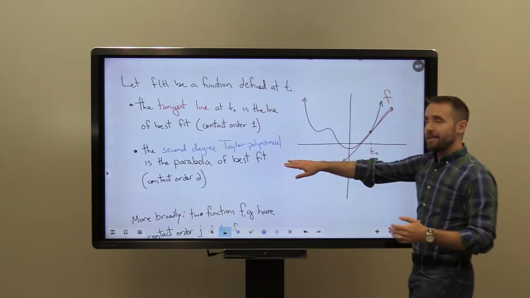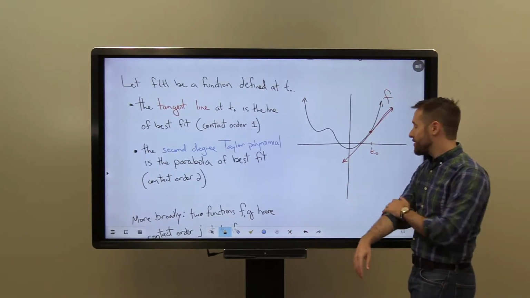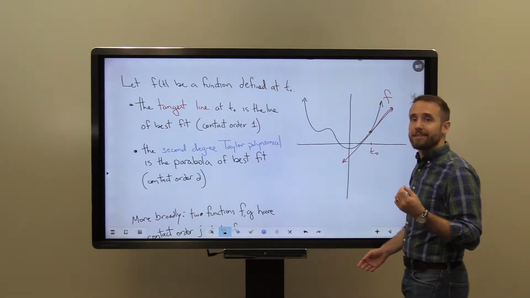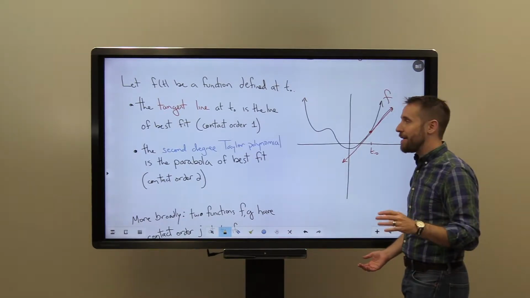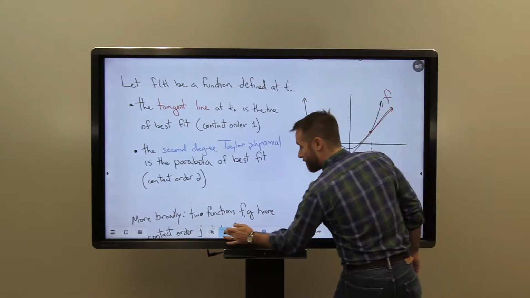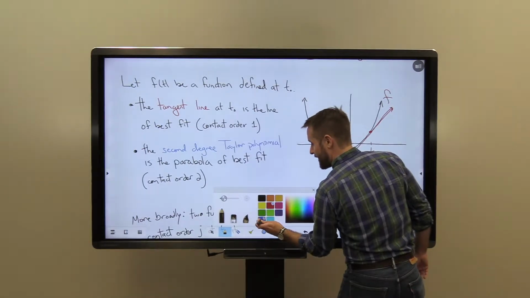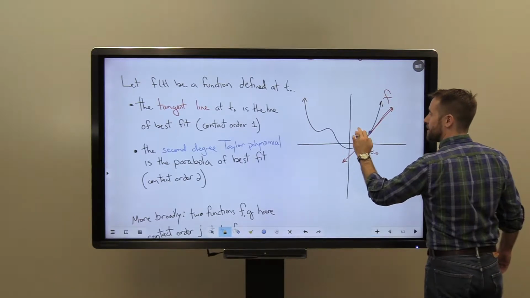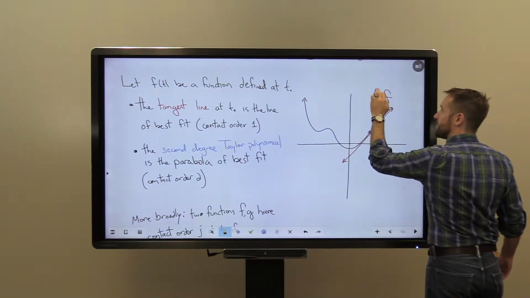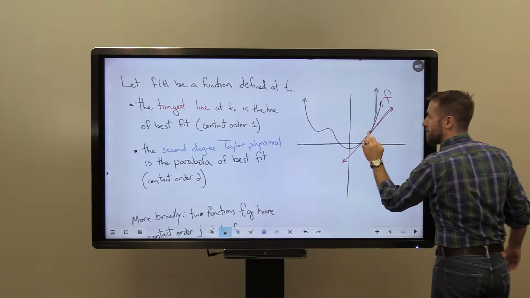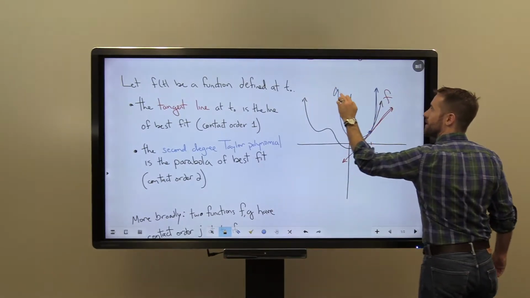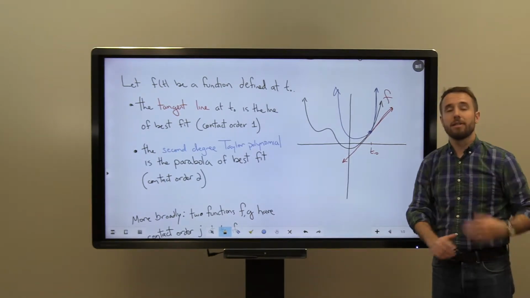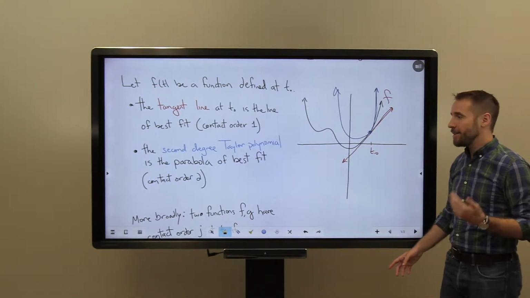Similarly, we can talk about the second degree Taylor polynomial. This was the second degree function, or the quadratic function of best fit to our given function f of t, aka a parabola of best fit, and this will have contact order 2. If I were to draw that here, it would probably look something like this. The parabola of best fit probably looks something like this, and that would be a curve of contact order 2 to the function f at the time t0.